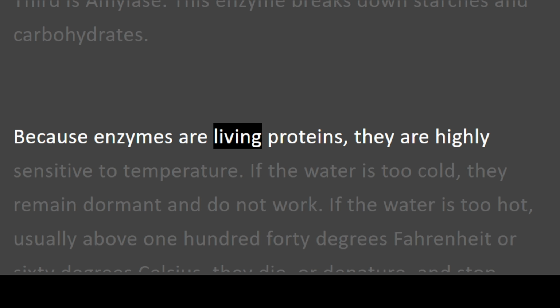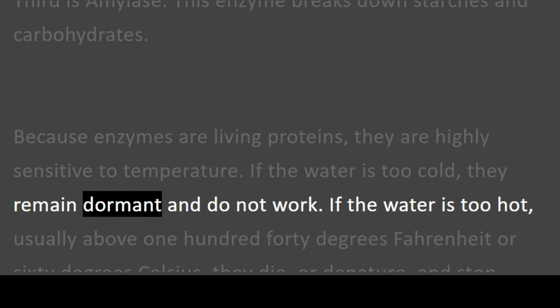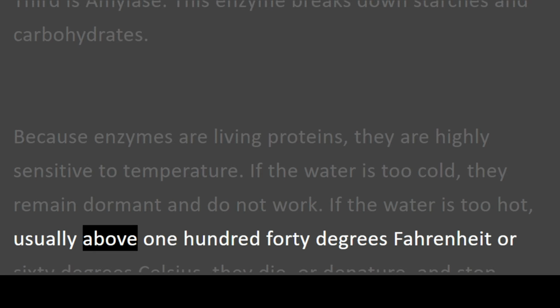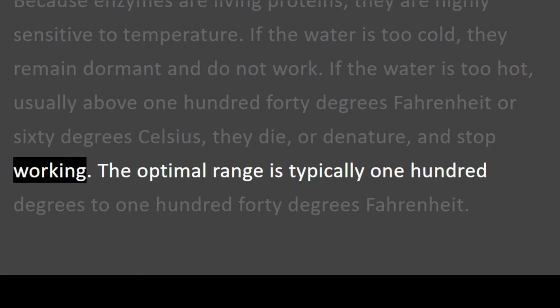Because enzymes are living proteins, they are highly sensitive to temperature. If the water is too cold, they remain dormant and do not work. If the water is too hot, usually above 140 degrees Fahrenheit or 60 degrees Celsius, they die, or denature, and stop working.